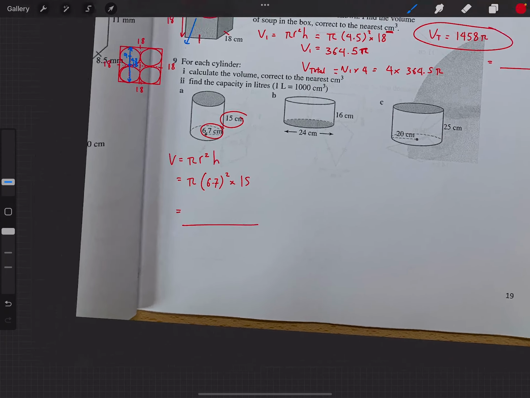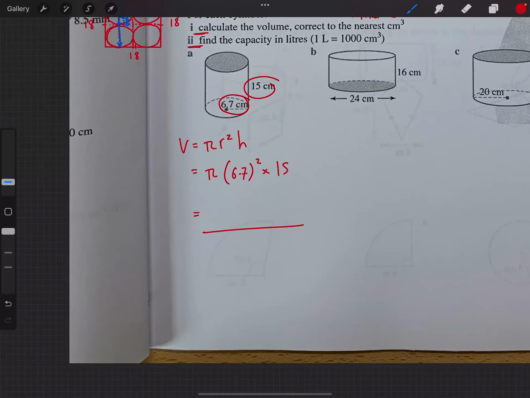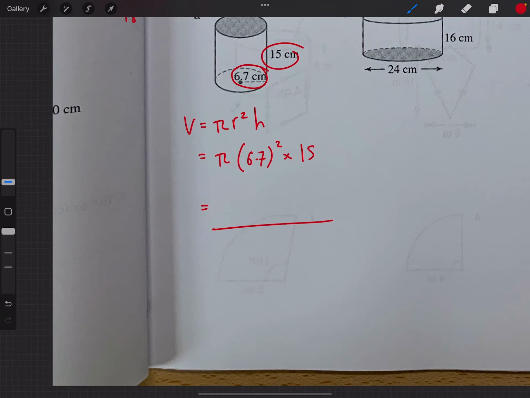These are all, oh, hold on. That's just the first part. The second part says find the capacity in liters. So let me do a demonstration of the first one. I'm going to find the volume of this one, which is 6.7 squared times 15, and you're going to get 673.35 pi. Now we multiply the pi in, and this is the exact volume.